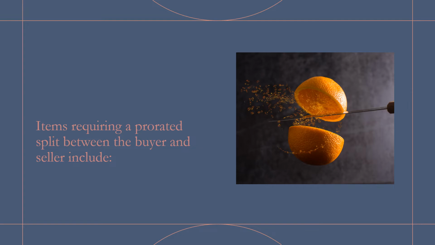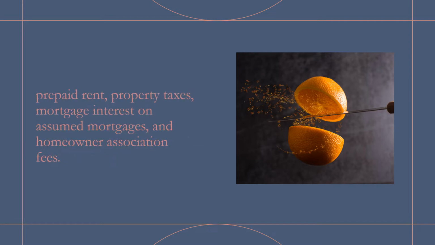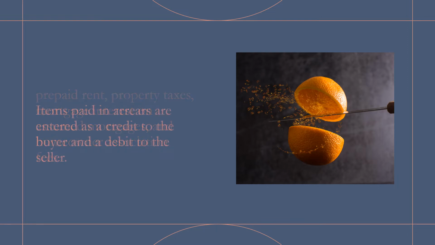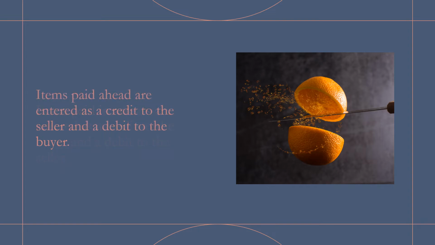Items requiring a prorated split between the buyer and seller include prepaid rent, property taxes, mortgage interest on assumed mortgages, and homeowner association fees. Items paid in arrears are entered as a credit to the buyer and a debit to the seller. Items paid ahead are entered as a credit to the seller and a debit to the buyer.